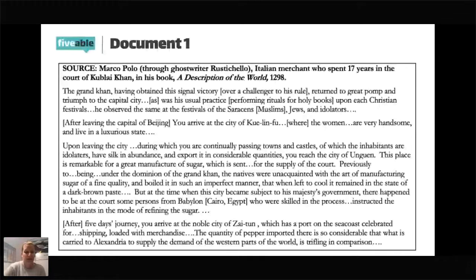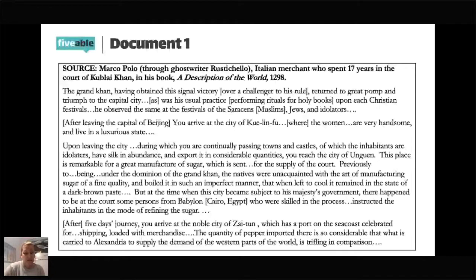The Grand Khan, having obtained the signal victory over a challenger to his rule, returned to great pomp and triumph to the capital city. As was his usual practice before performing rituals for holy books upon each Christian festivals, he observed the same at the festivals of the Saracens, Muslims, Jews, and idolaters. After leaving the capital of Beijing, you arrive at the city of Kuala-Lumpur, where the women are very handsome and live in a luxurious state. Upon leaving the city, during which you are continually passing towns and castles, of which the inhabitants are idolaters, have silk in abundance, and export it in considerable quantities, you reach the city of Nguyen.